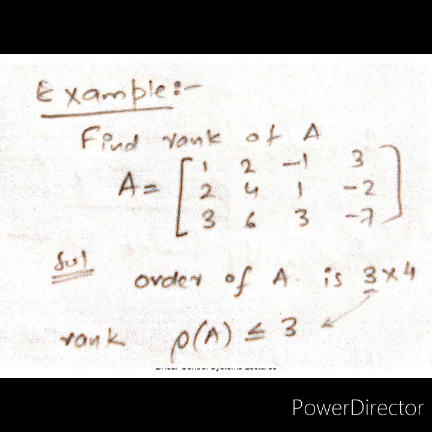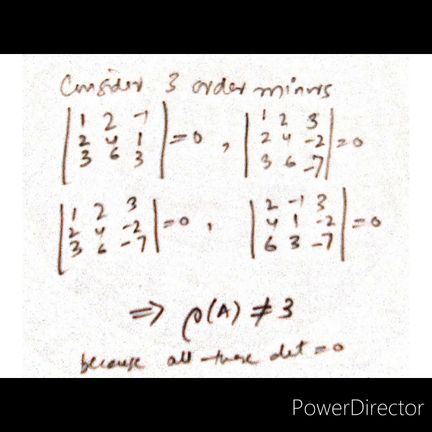So here we have an example. We have a matrix A, and we want to find the rank of this matrix. The matrix is as shown in this slide. The order of A is 3 by 4, 3 rows and 4 columns. So the rank of this matrix A must be less than or equal to 3. Now we will find all possible minors of this matrix and evaluate their determinants.